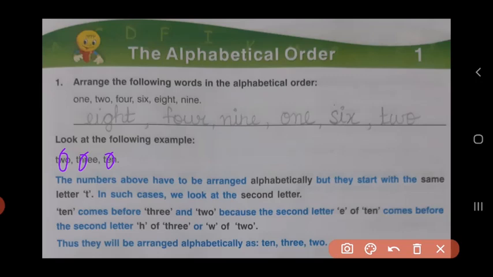E. That means my first word is number 10. Then comes H. So my second word will be 3. And last comes W. So my third word will be 2. So when I arrange them in alphabetical order by looking at the second letter, then it comes as 10, 3, 2.